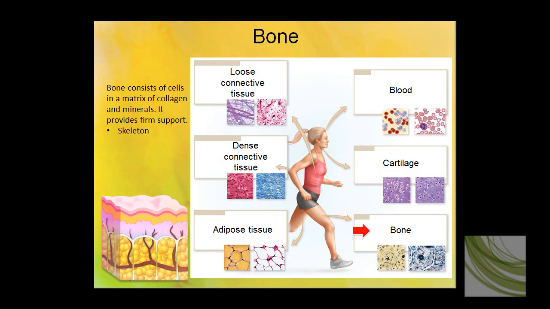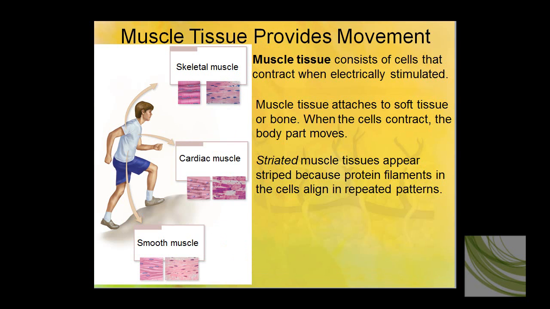Then we have bone, and there's basically a couple of different types of bone. There's compact bone, and then there's cancellous bone. We're just going to learn bone. It's made up of collagen and minerals. It provides very firm support, and it anchors muscles and provides an origin for muscles. In order for a muscle to work, it has to have an origin bone. This is the bone that doesn't move, and then it has the bone that does move, called the insertion bone. All right.